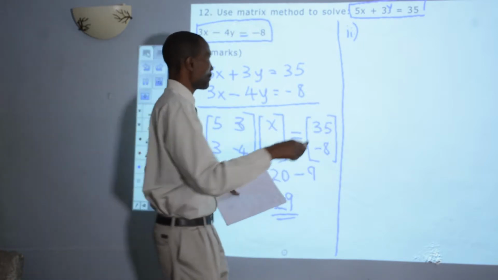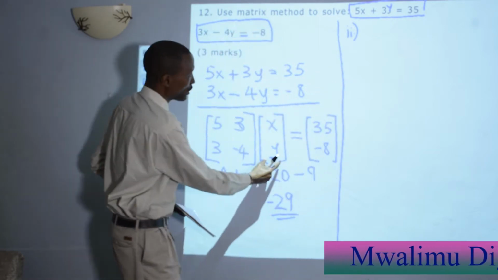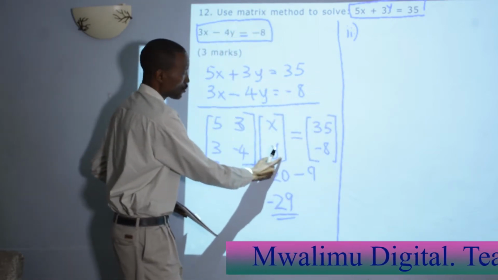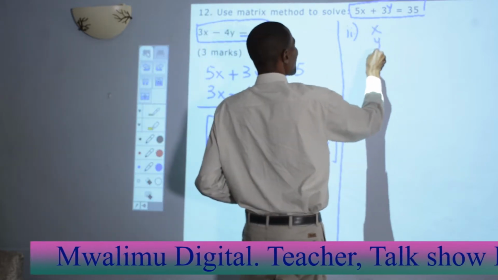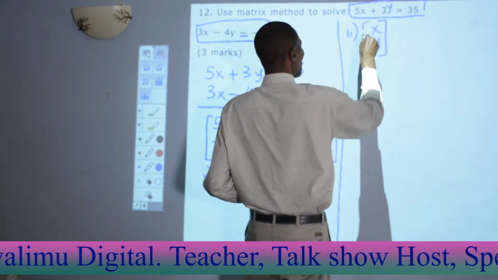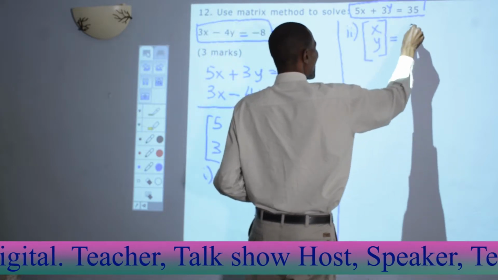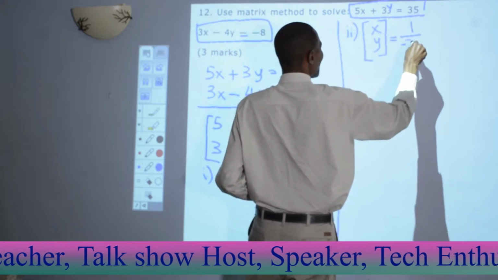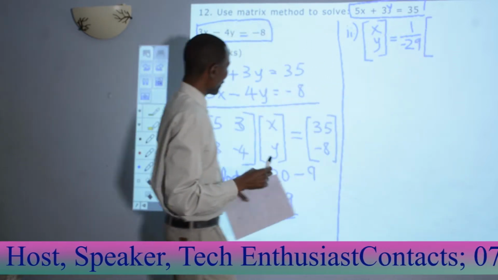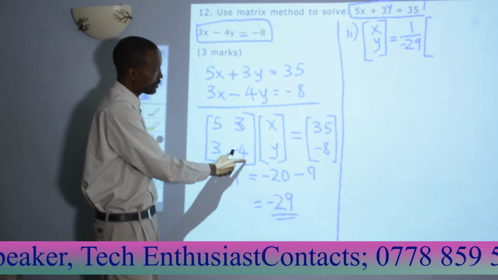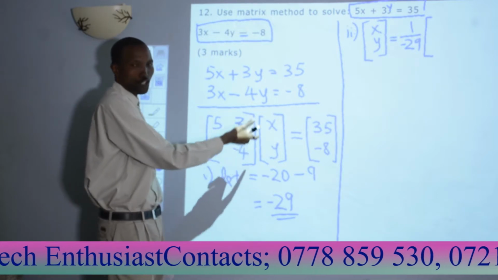So we proceed then. We start the expression with our solution matrix, that is x, y, like this. It shall be equal to, divide by our determinant, minus 29. Then have this matrix rearranged as I advised. So the elements in the leading diagonal, interchange them.